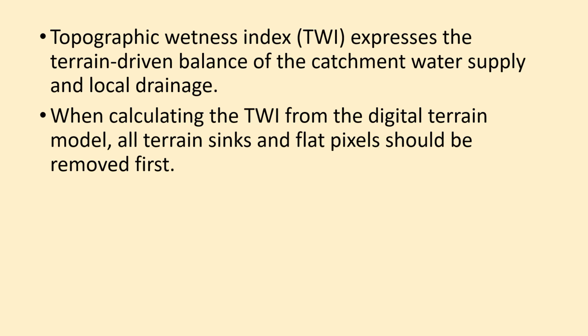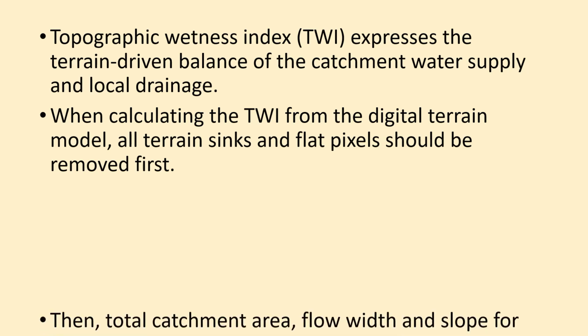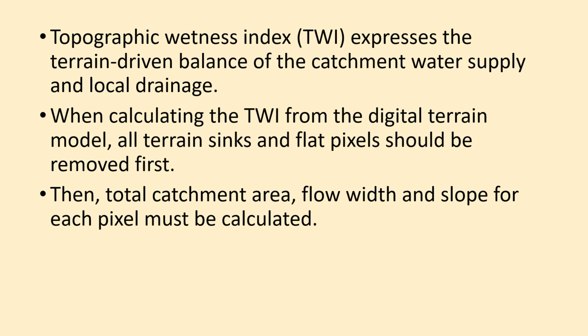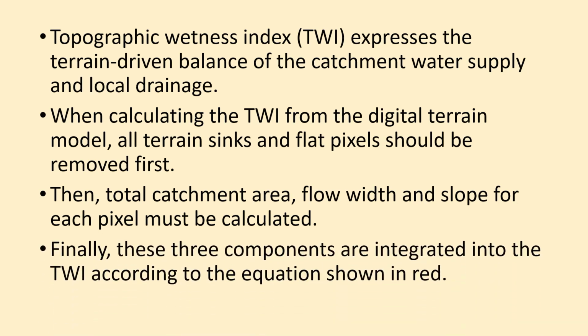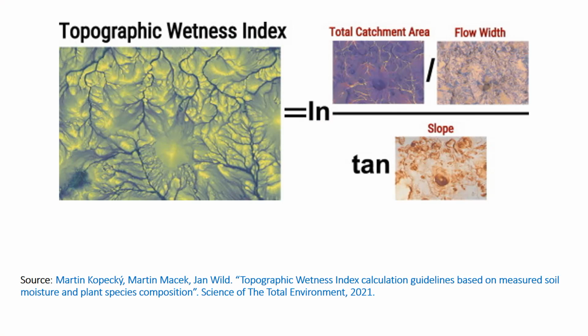When calculating the topographic wetness index from the digital terrain model, all terrain sinks and flat pixels should be removed first. Then total catchment area, flow width, and slope for each pixel must be calculated. Finally, these three components are integrated into the topographic wetness index according to the equation shown below in red. So this is the topographic wetness index.